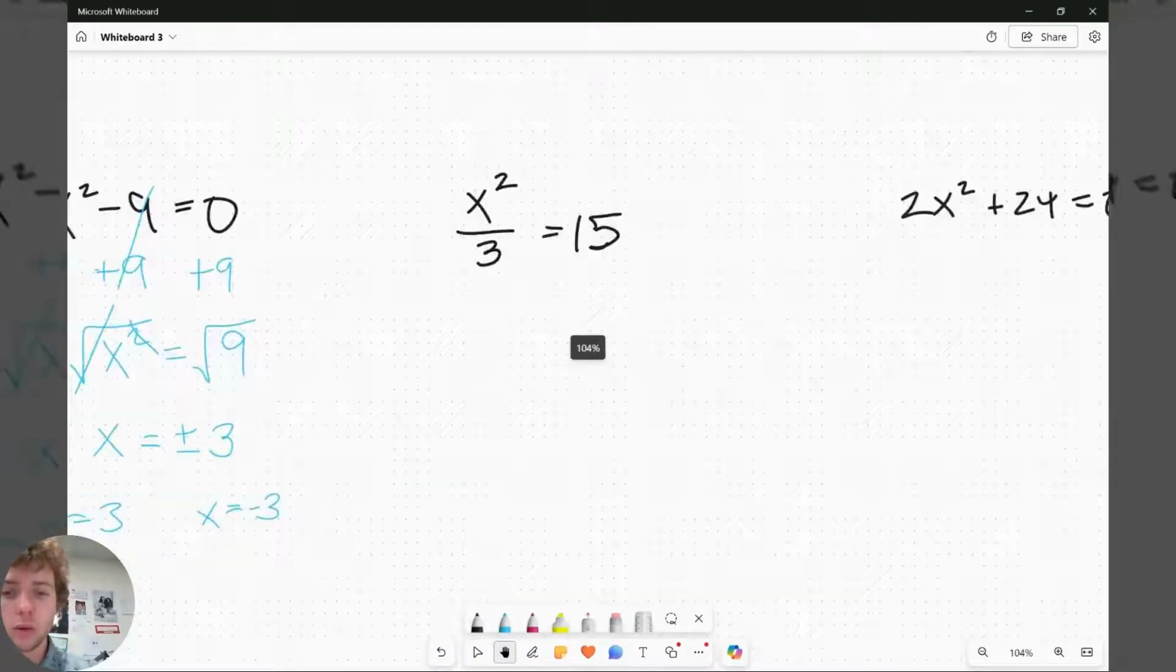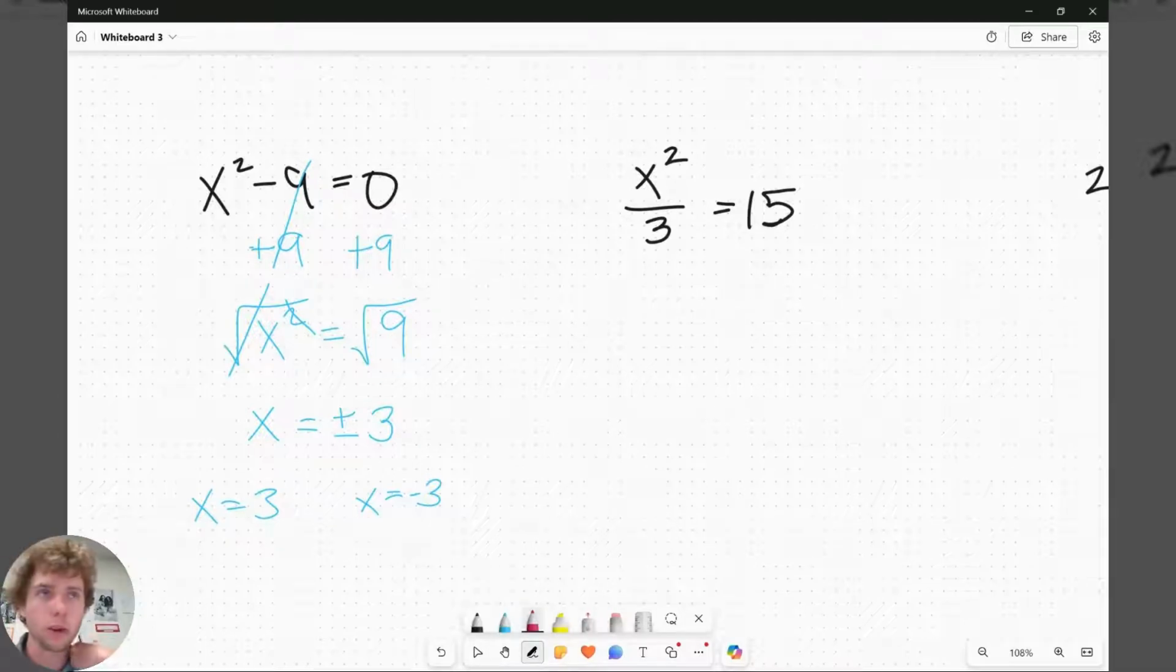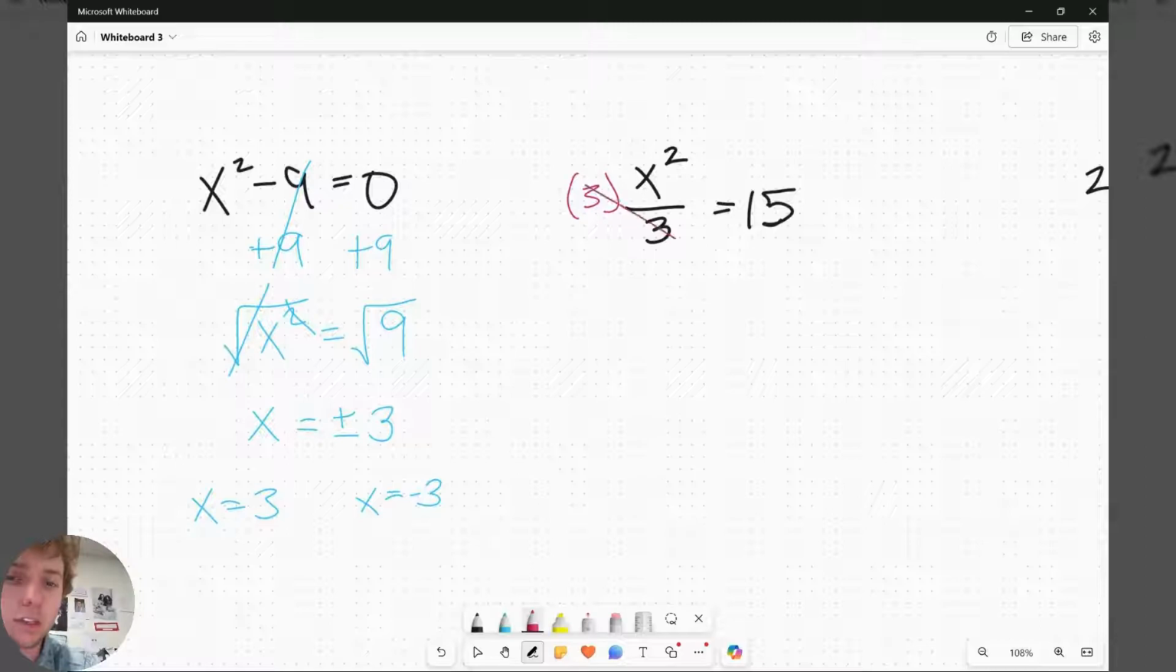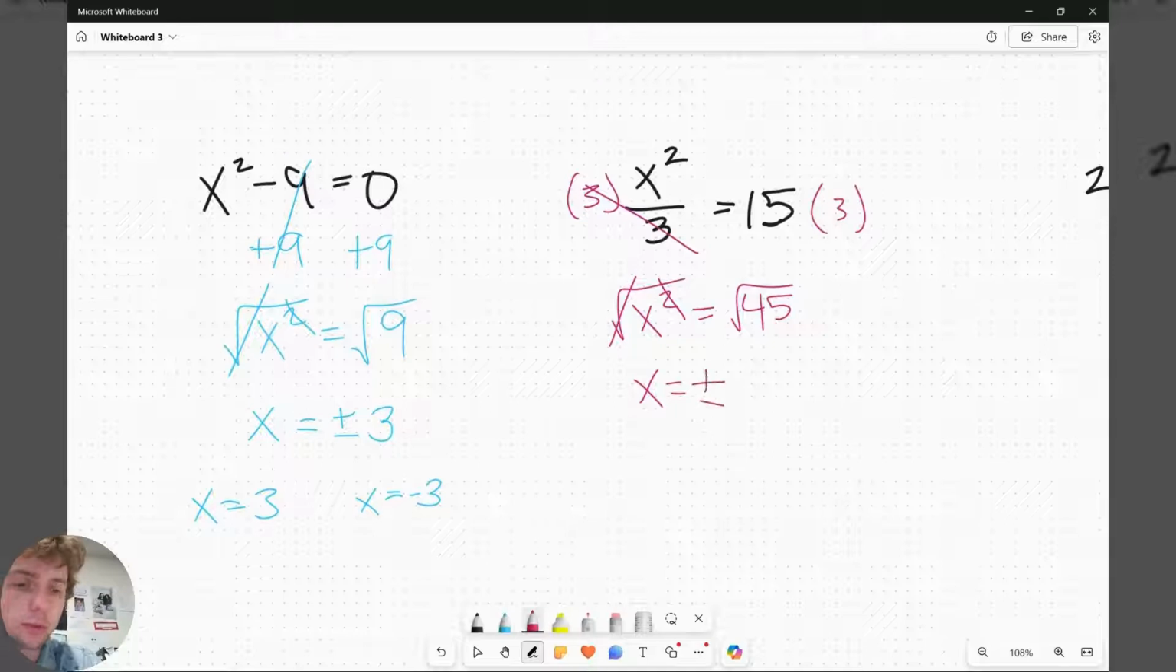Looking at this next one then, it's x squared over 3 equals 15. So get rid of the 3. The 3 is being divided, so I use the opposite of division, and I can multiply by 3 on both sides. X squared equals 45. Take the square root of both sides to get rid of that squared, right? Squares and square roots cancel. Do that with the 45. Remember, you cannot forget plus or minus, or you're going to miss one of these values.